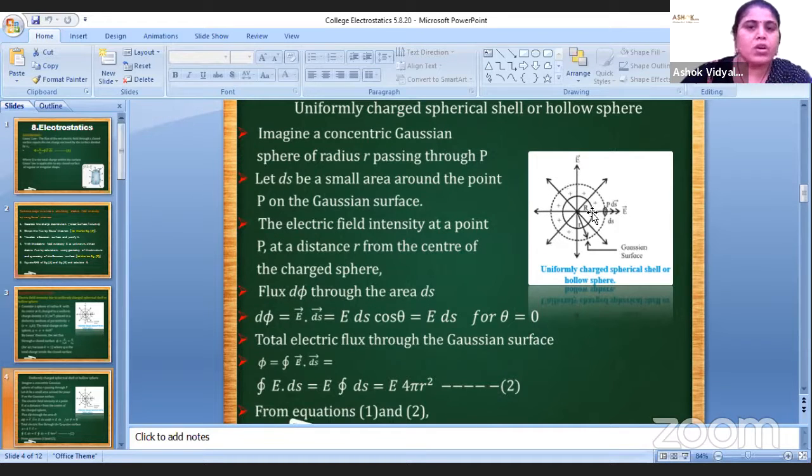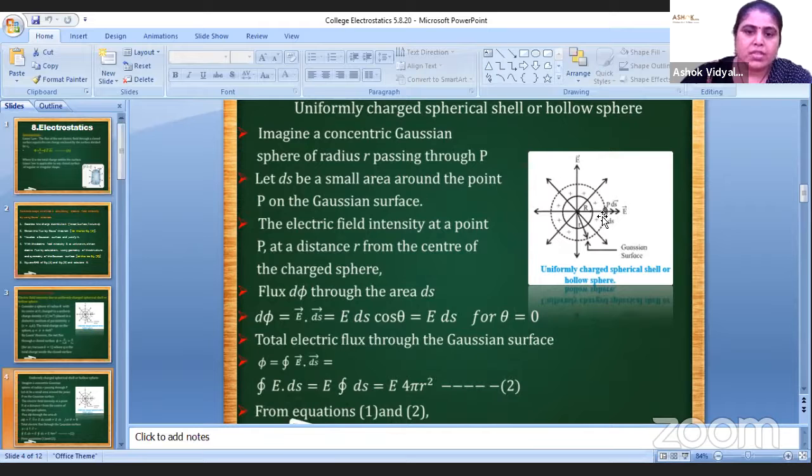For that we have considered the point P, which is at a distance r from this charged surface having the radius capital R. This is a charged sphere or hollow sphere, and the point P is at a distance r. The aim is that we are going to find the electric intensity at the point P, at a distance r, and for that we are going to make the equation B.